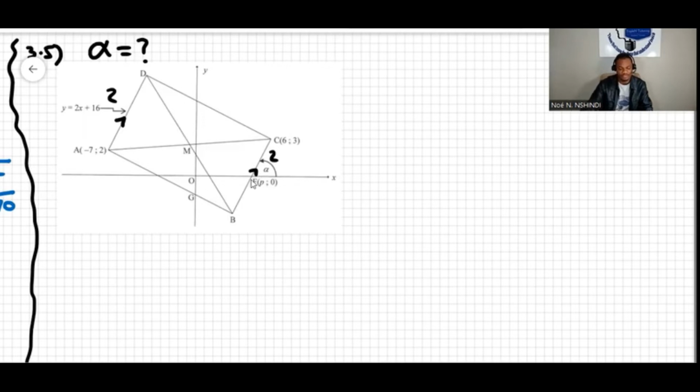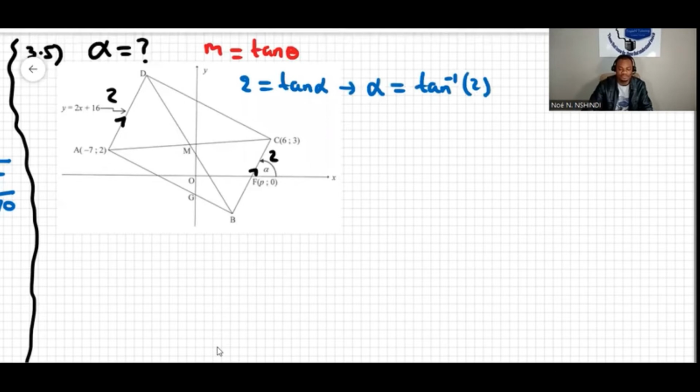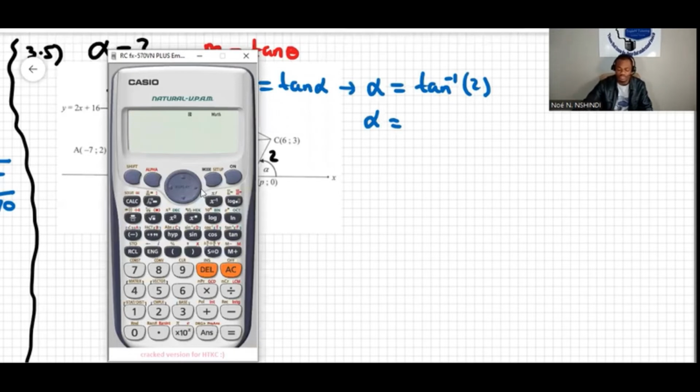Then we know that the gradient is equal to the tangent of the angle. So in this situation, the gradient is equal to 2, and this will be equal to tan of alpha. So if I need to find alpha, I'm just going to do tan inverse of 2 in the calculator. Now let's use the calculator. To do that, we press shift, and then we press tan to get tan inverse of 2, close brackets, and then hit equal. Then we can see that alpha is equal to 63.43 degrees.